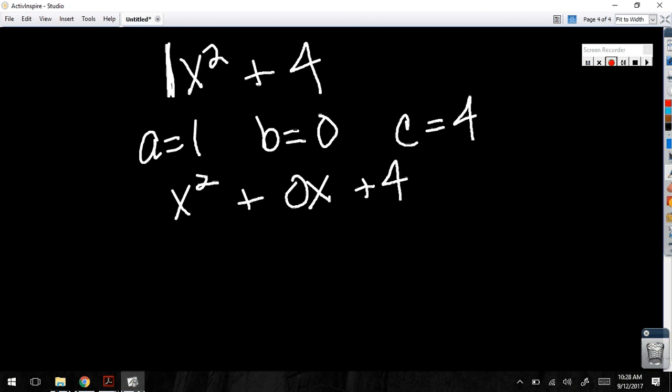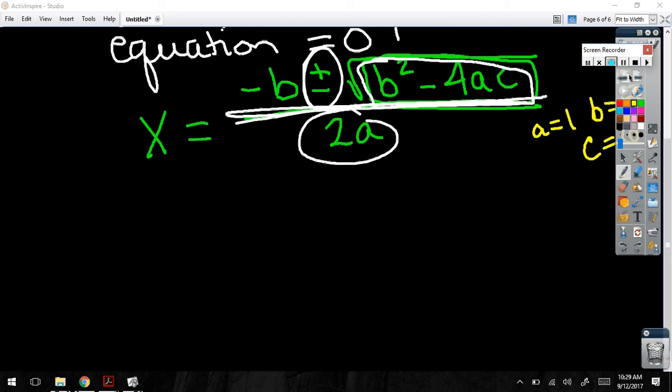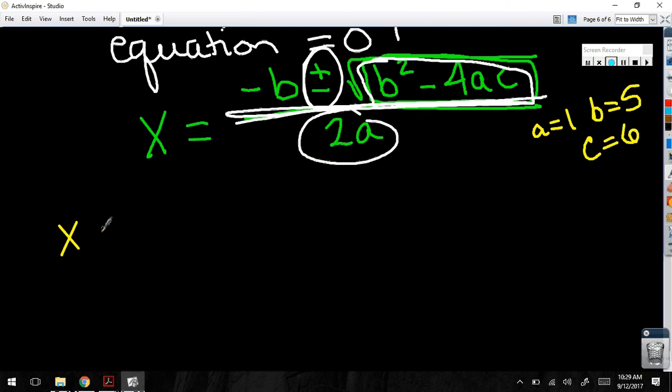Let's plug in. X equals, look what I'm doing. What is B? 5. So I need the opposite of B, so negative 5. Plus or minus. Look what I got under this square root. I'm going to put my whole square root.